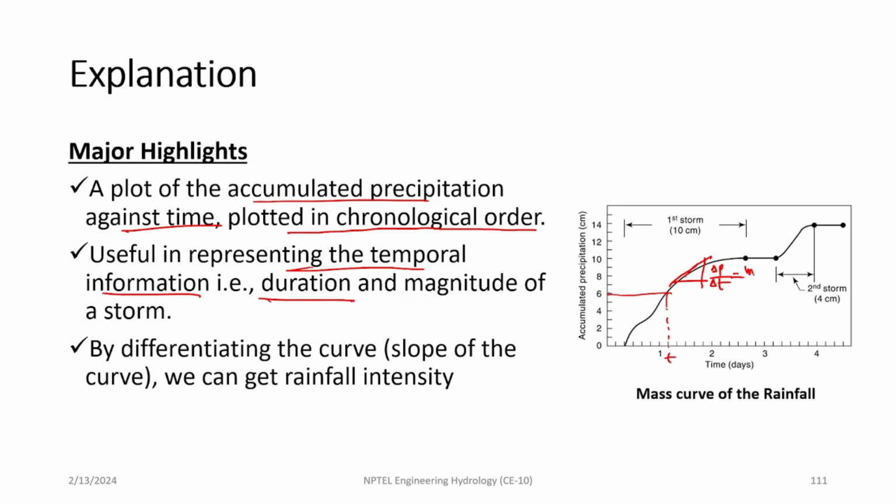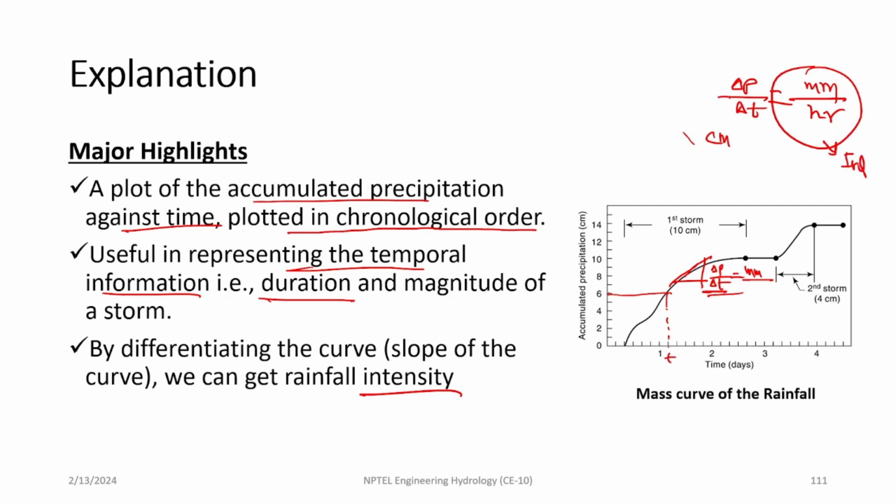Yes, it will be. What will be its unit? Rainfall intensity, what will be its unit? Here it will be length versus time. Delta p by time we are taking. It will be a slope, it will be a differentiation. So differentiation of mass curve, it will be giving us what? It will be giving us rainfall intensity. Because we are getting the ratio of delta p by delta t, and that is nothing but mm by hour, and mm by hour is always an intensity. Got it?